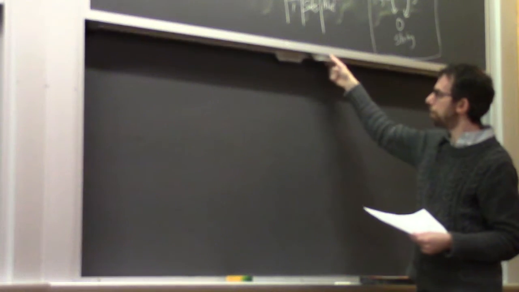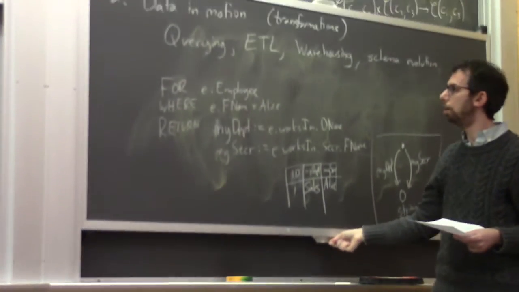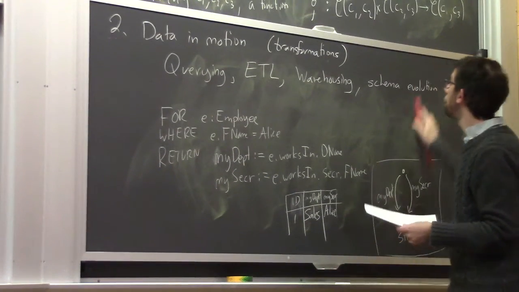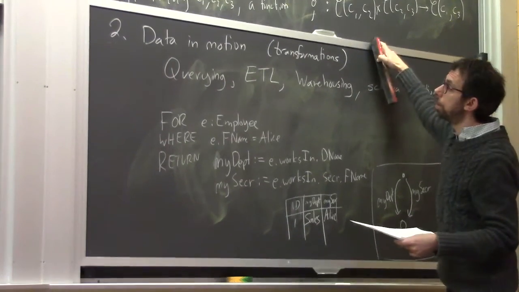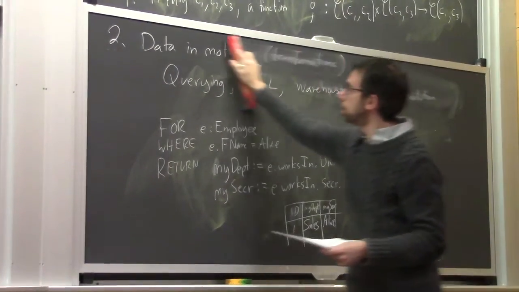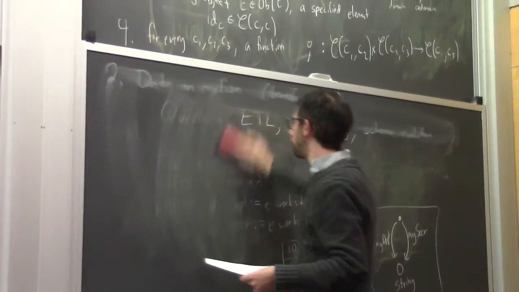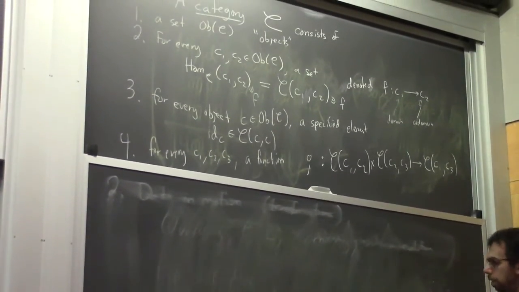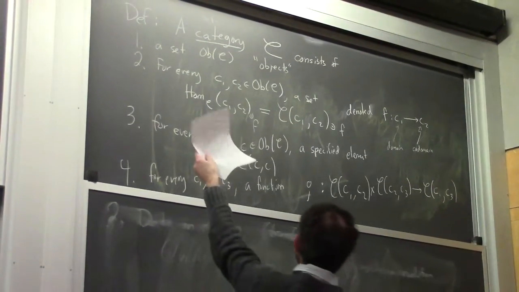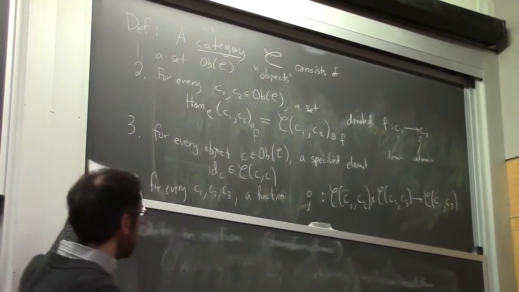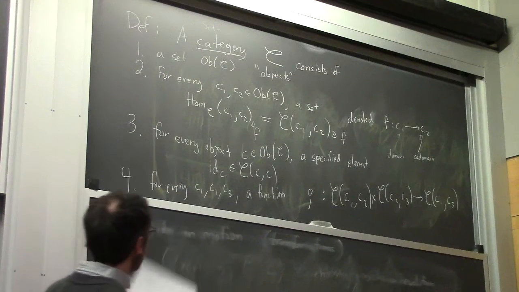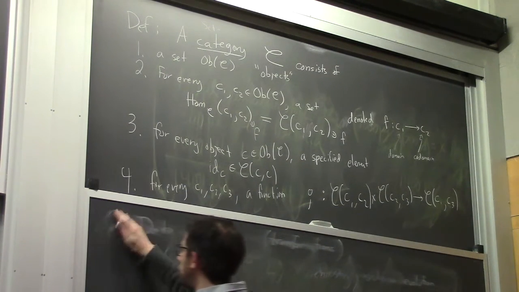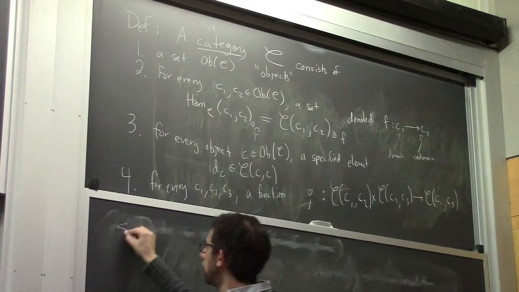I'm going to erase the previous thing I wrote, just to make it contiguous on this board. So these four pieces of information are what are called, well, there's some elements here, objects and morphisms, and there's some structures, or ways that they're related. And these need to satisfy some properties.